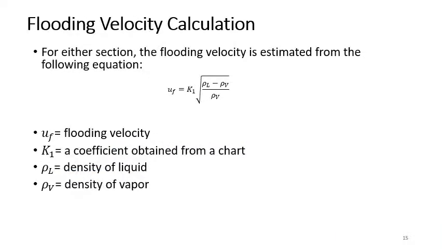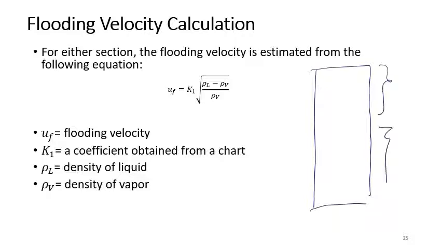Okay, so how do we determine the flooding velocity? For either section, i.e. the stripping and rectifying sections, you need to determine the flooding velocity for the different sections in your column. So UF, i.e. the flooding velocity, can be calculated when you know the liquid density, the vapor density, and you need to find out K1. K1 is a coefficient which you can obtain from a chart, which will be shown in the next slide.